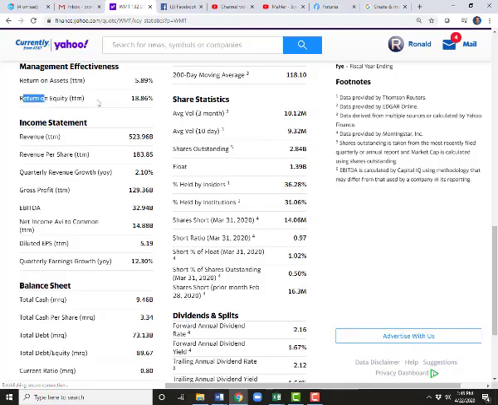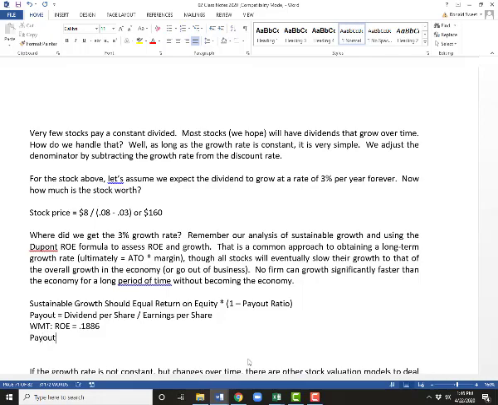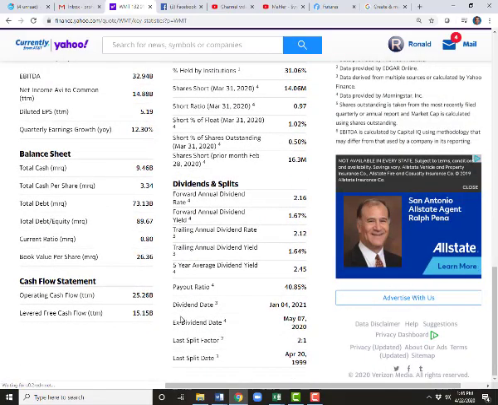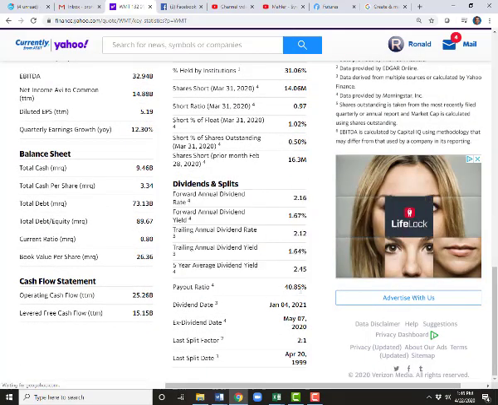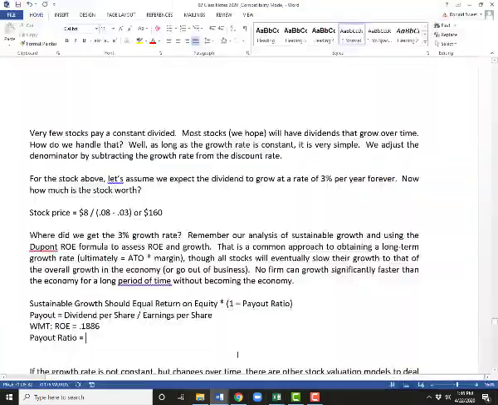Here it is, return on equity. They have 18.86%, so 0.1886. And what is their payout ratio? So we can go get that. Their payout ratio is 40.85%, so 0.4085. Notice how I take percents and always convert them into decimals. I highly recommend you do that.